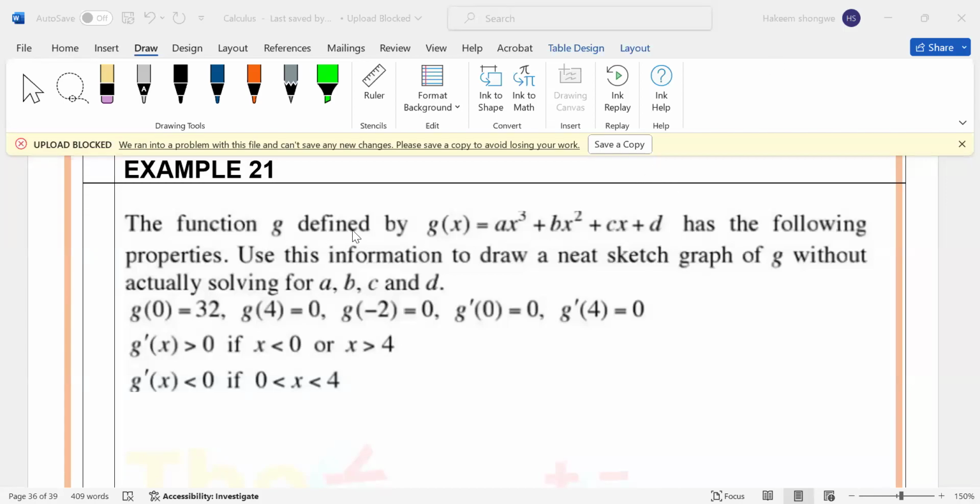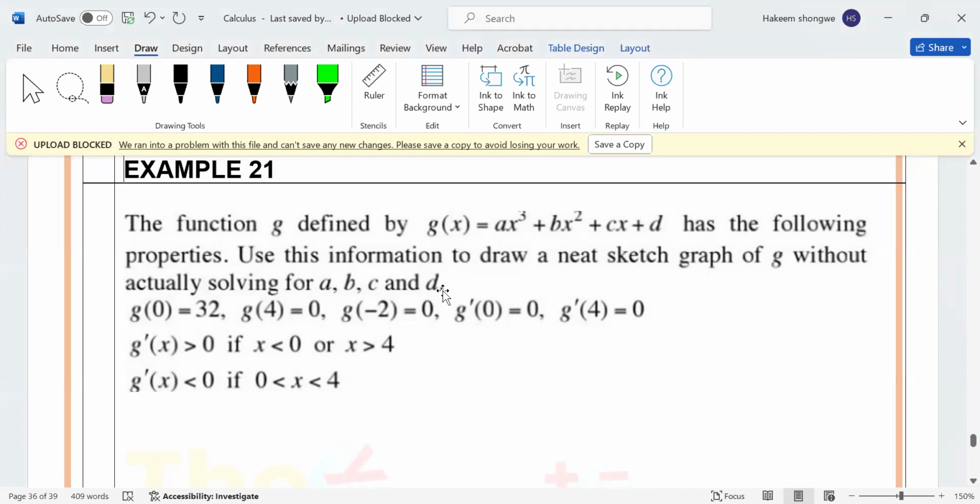The function g of x is defined by g of x is equal to ax cubed plus bx squared plus cx plus d. It has the following properties. Use the following information to draw a neat sketch of the graph without actually finding a, b, c, and d. So what have you been doing?